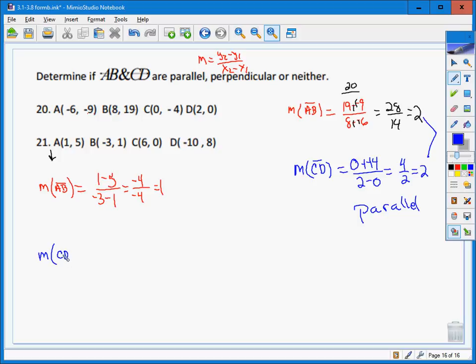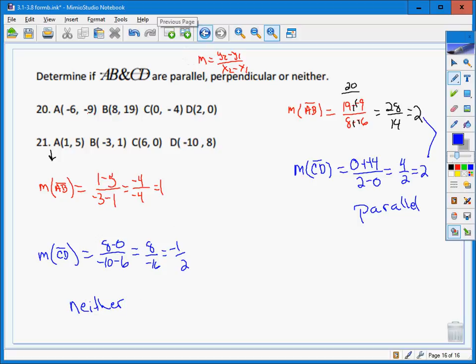Slope of segment CD. y2, 8 minus y1, 0. x2, negative 10, minus the 6. This would be 8 over a negative 16, or a negative 1/2. Since these are not the same, and they're not negative reciprocals, this is neither parallel nor perpendicular.